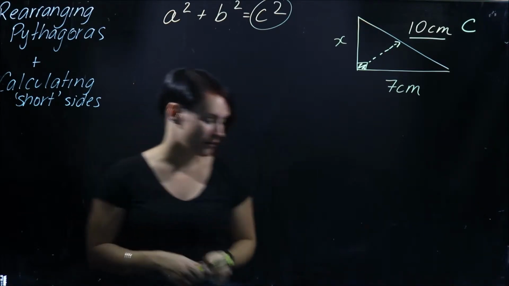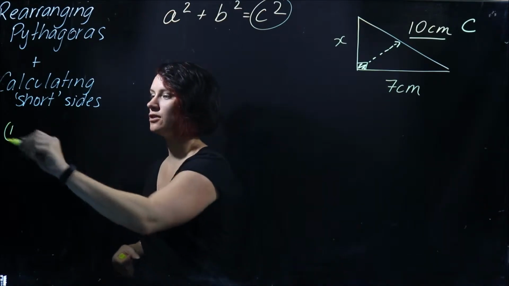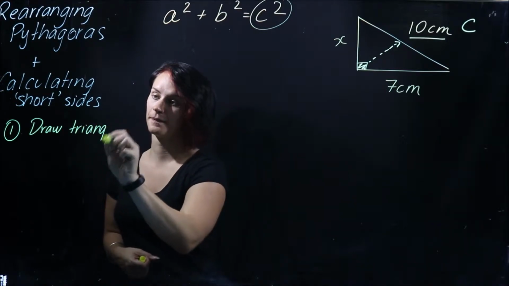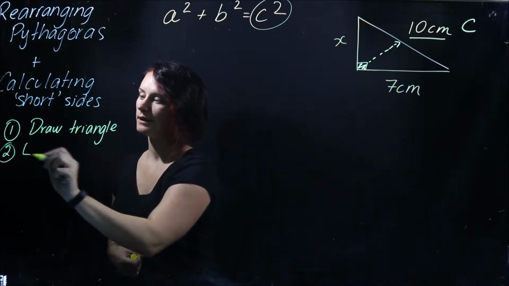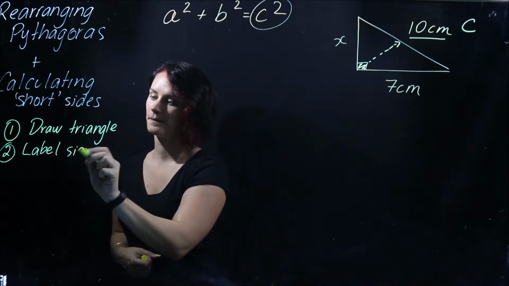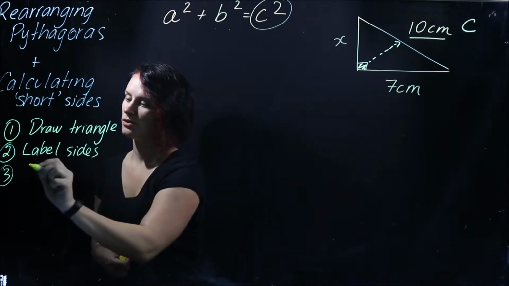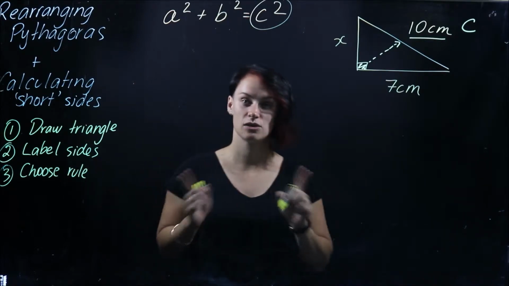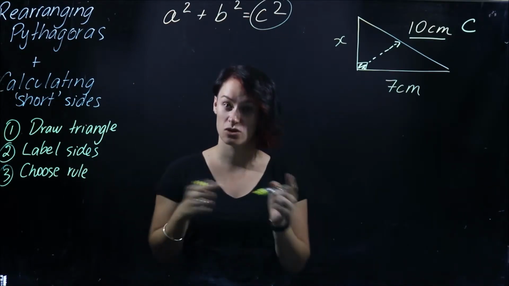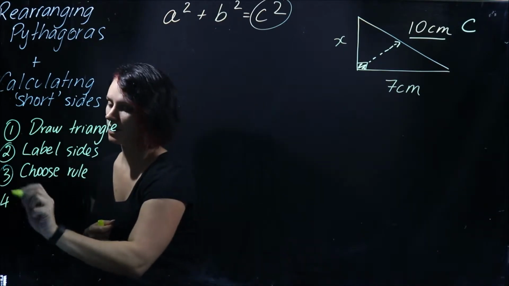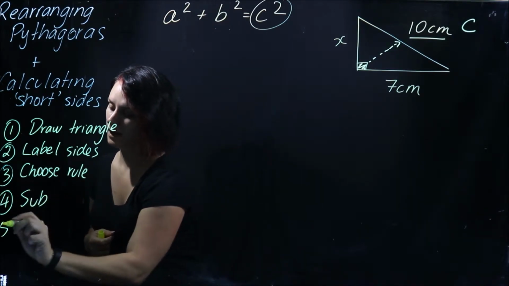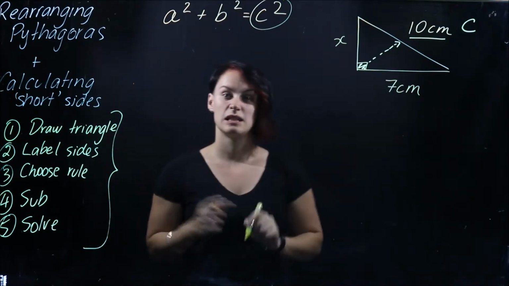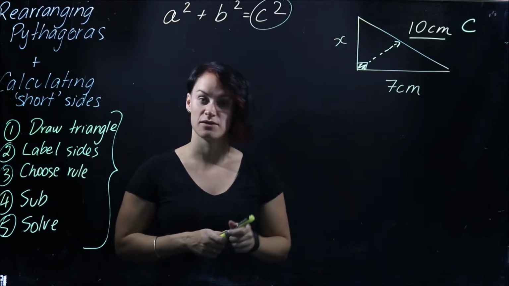So let's do our 5 steps for a start, remembering that our first step is draw the triangle, which we've done. We then need to label the sides. After that, we need to choose our rule, and it's become a lot more clear why we might need to choose a rule, whether we use the normal one or whether we choose our rearranged one. Then we're going to substitute in our numbers and solve it. Okay, same set of 5 steps, just in a different context this time, a different thing we're trying to find.